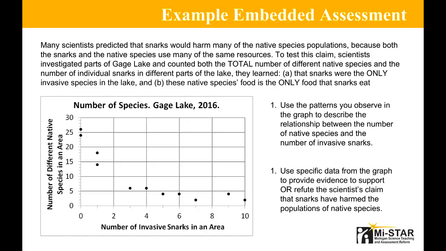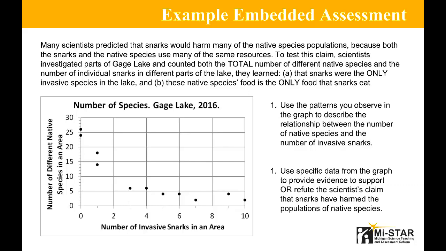Additionally, they are asked to use that data to make an argument about whether snarks are harming the population of native species. This embedded assessment is an example of a three-dimensional assessment. Its disciplinary core idea is ecosystem dynamics, functioning, and resilience. It discusses disruptions to biological components of an ecosystem. The science practice is analyzing and interpreting data. And the cross-cutting concept is stability and change.